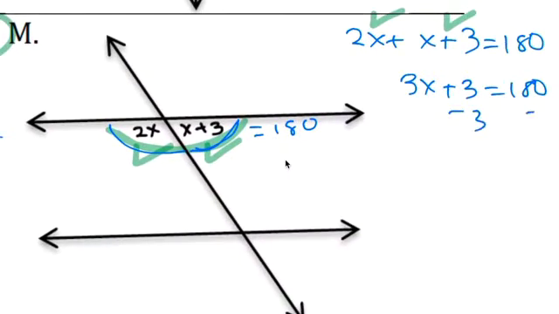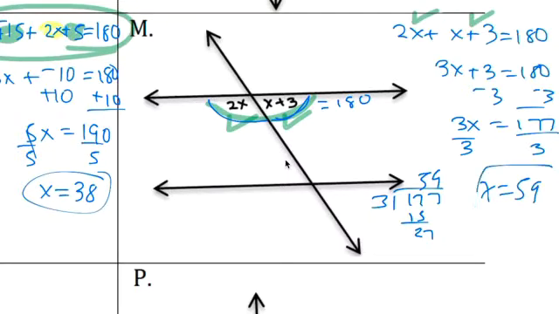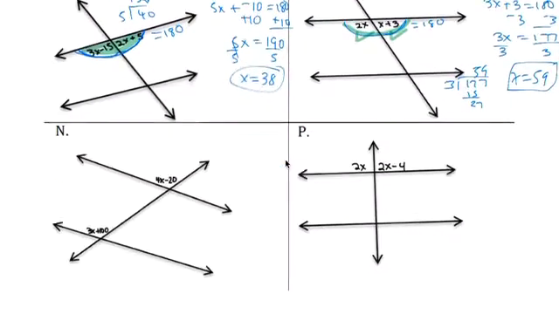Minus 3, minus 3. This is 177 equals 3x. Divide by 3, divide by 3. Okay. So 177 divided by 3 is 5, 15, 59. So x is 59 degrees. 59. Not degrees, but okay.